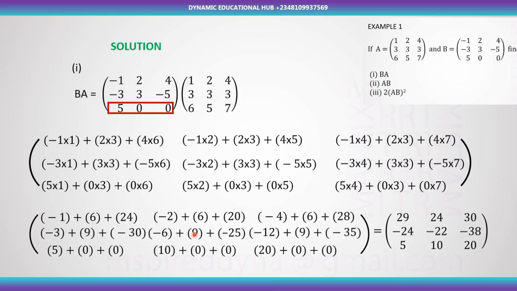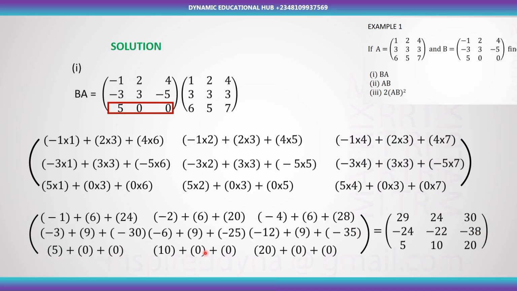Minus 6 plus 9, that gives us 3. Plus times minus, here we have minus. That's 3 minus 25, that gives us minus 22. Sorry about that. Minus 12 plus 9, that gives us minus 3. Minus 3 plus times minus, that's minus. Minus 3 minus 35, that gives us minus 38.